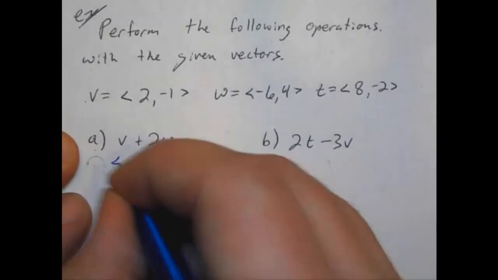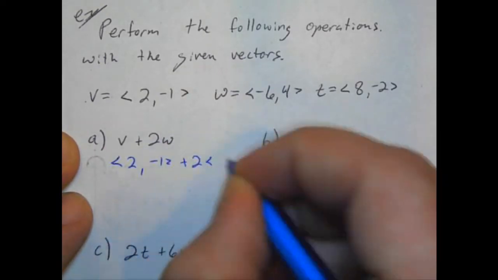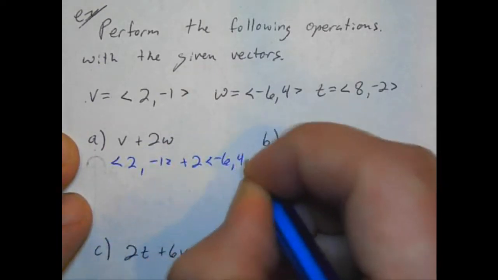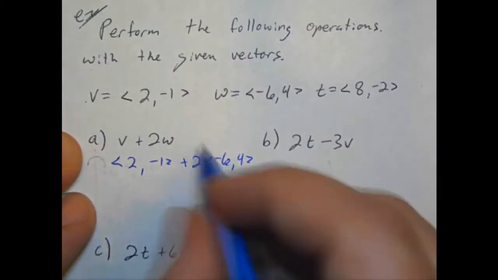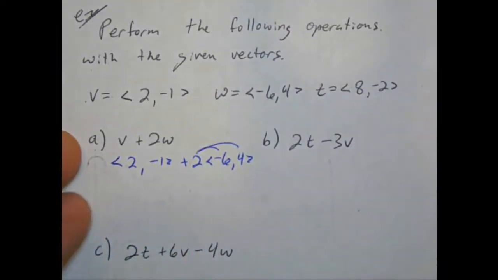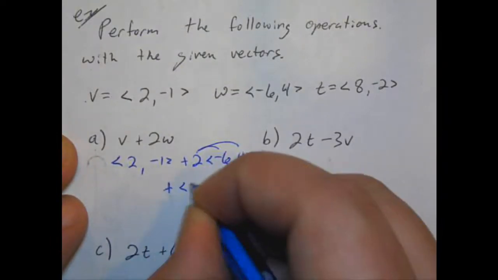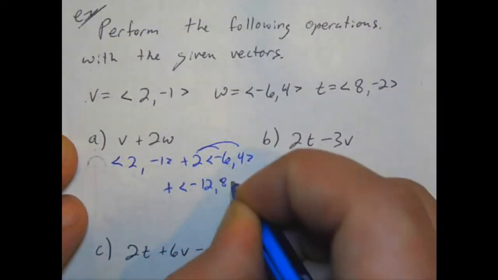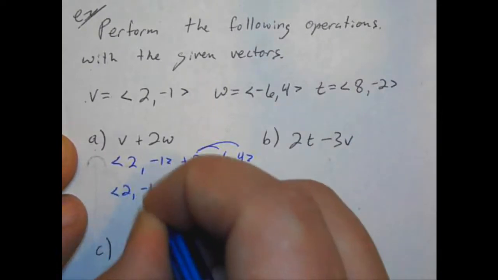So I know v is the vector 2, negative 1, plus 2 times what vector w is, which is negative 6, 4. So now I need to double the vector w. So when I double it, I need to double both x and y direction, such that this becomes negative 12 and 8. And I didn't do anything to v, so it stays the same.